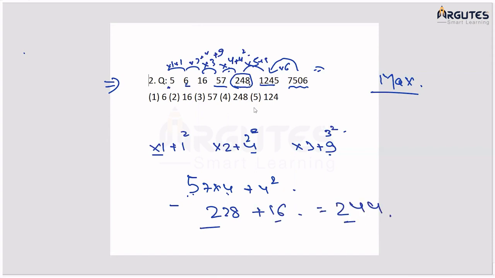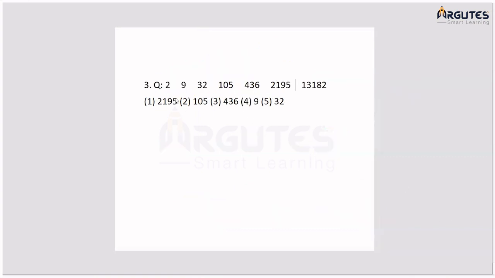Now it is written 248. So our 248 is wrong. The wrong number is 248. So our option will be option 4. Okay, I think this question is clear to you all. Now let us move to another question.